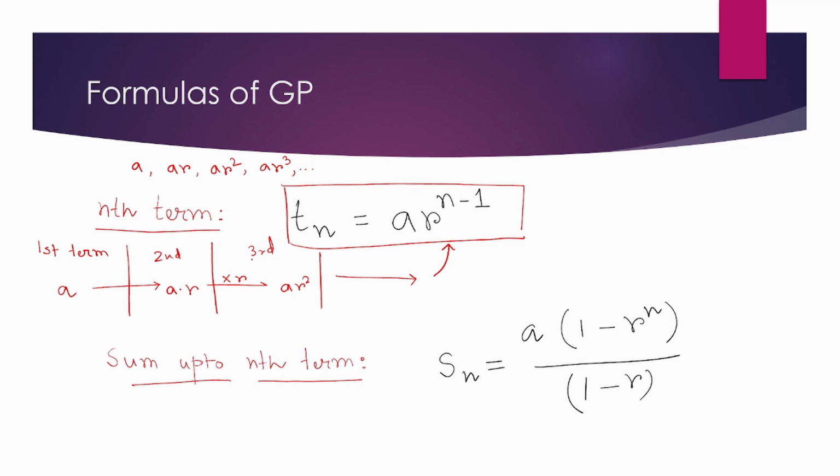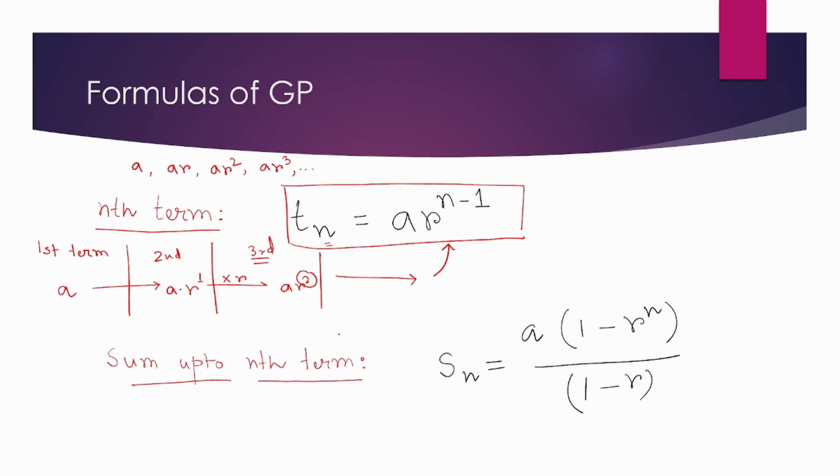You can observe for the third term, the power here is 2, that is n minus 1, that is 3 minus 1. For the second term, the power here is 1, that is 2 minus 1. So the power will be 1 less than the term that we want to calculate here, right? The formula is pretty clear.